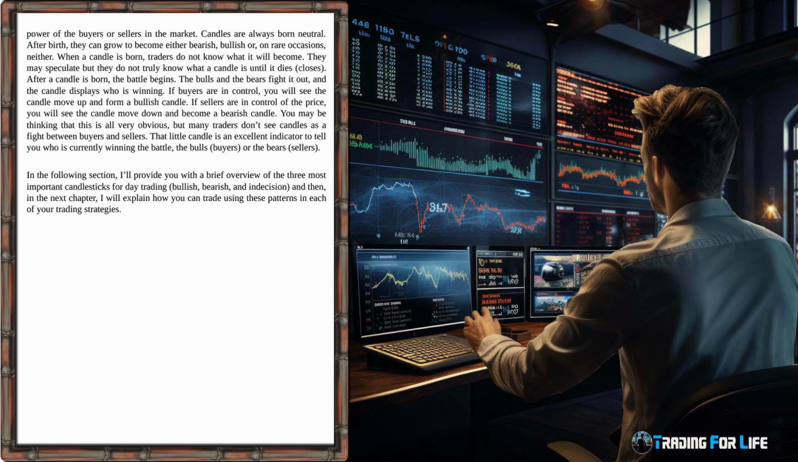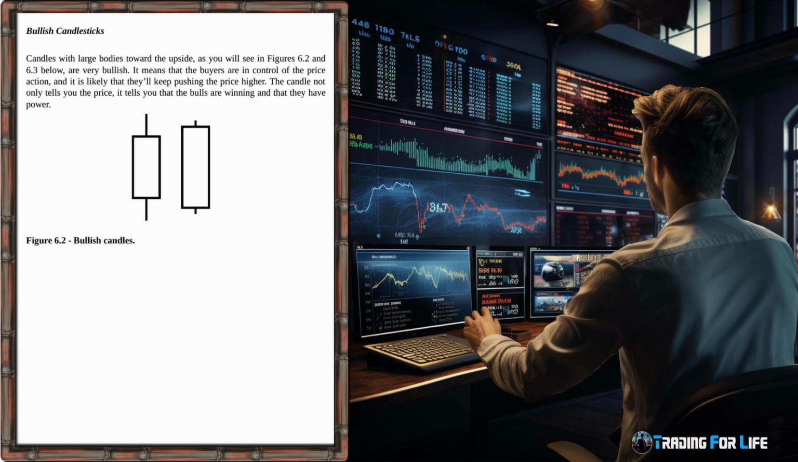If buyers are in control, you will see the candle move up and form a bullish candle. If sellers are in control of the price, you will see the candle move down and become a bearish candle. You may be thinking that this is all very obvious, but many traders don't see candles as a fight between buyers and sellers. That little candle is an excellent indicator to tell you who is currently winning the battle: the bulls, buyers, or the bears, sellers. In the following section, I'll provide you with a brief overview of the three most important candlesticks for day trading: bullish, bearish, and indecision. And then, in the next chapter, I will explain how you can trade using these patterns in each of your trading strategies.